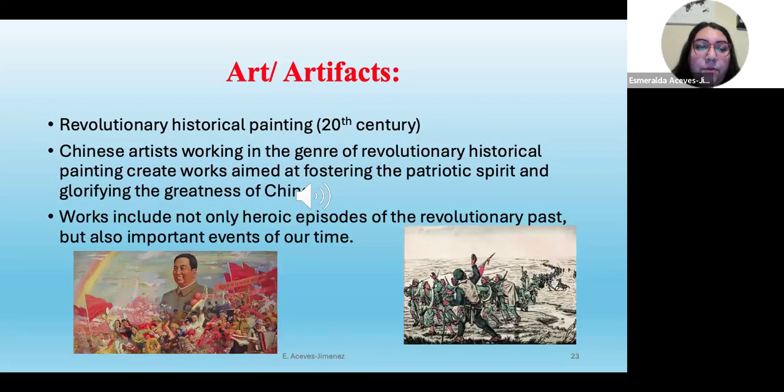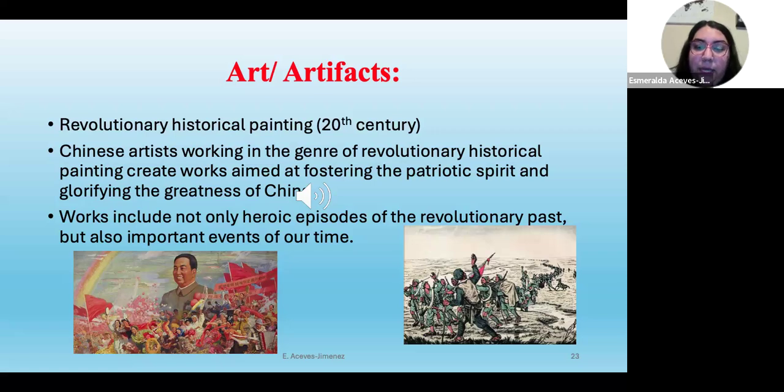Now for the art and artifacts, here we have revolutionary historical paintings dated back to the 20th century. Chinese artists work in this genre of revolutionary historical painting to create works aimed at fostering the patriotic spirit and glorifying the greatness of China. These works include not only heroic episodes of the revolutionary past, but also important events of our time. This trend began to support pretty much all the history of China, which is why the majority of Chinese art has a lot to do with the history.